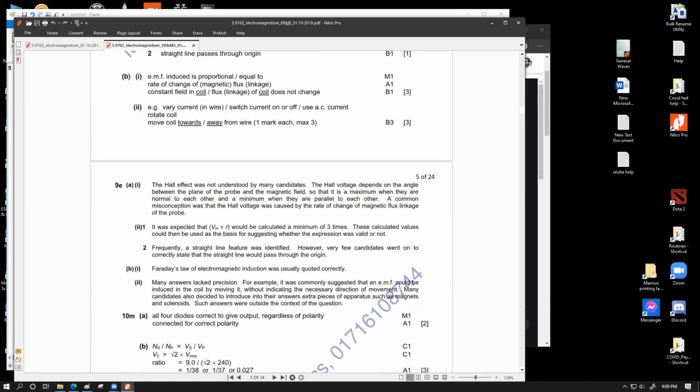Then it further says that many candidates also decided to introduce into the answers extra pieces of apparatus such as magnets and solenoids. Such answers were outside the context of this question. Okay, yeah, makes sense.